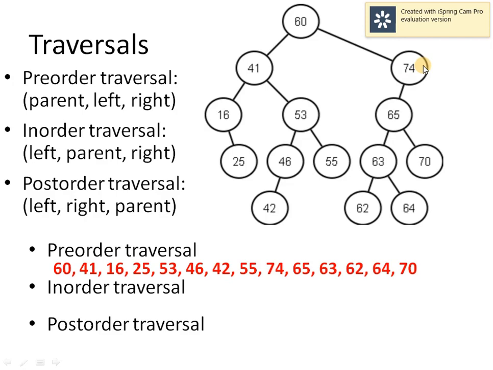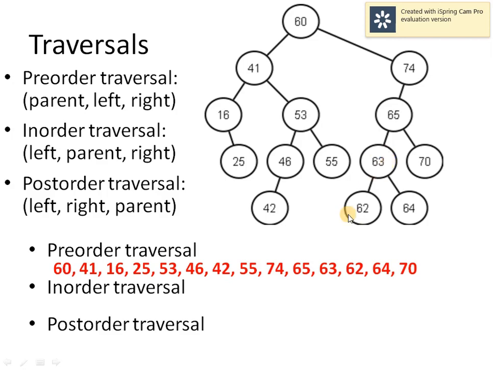It is a pre-order traversal, so parent has to be visited first. So we have written 74 here. Now we have to visit the left subtree of 74 in pre-order manner. So again 65 is a parent, 65 will be visited. Left of 65 will give us this subtree.